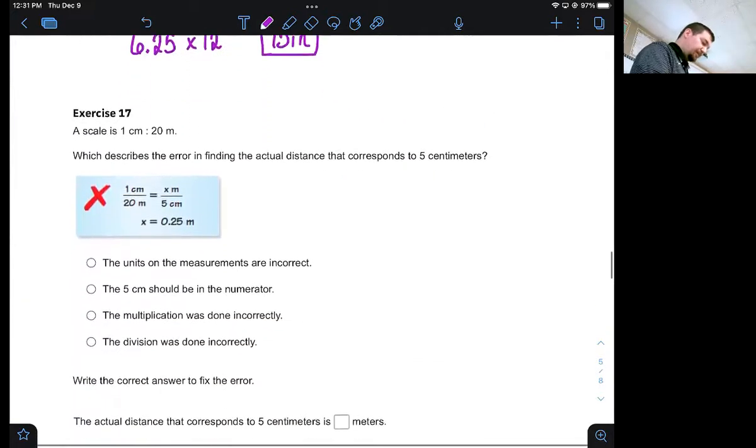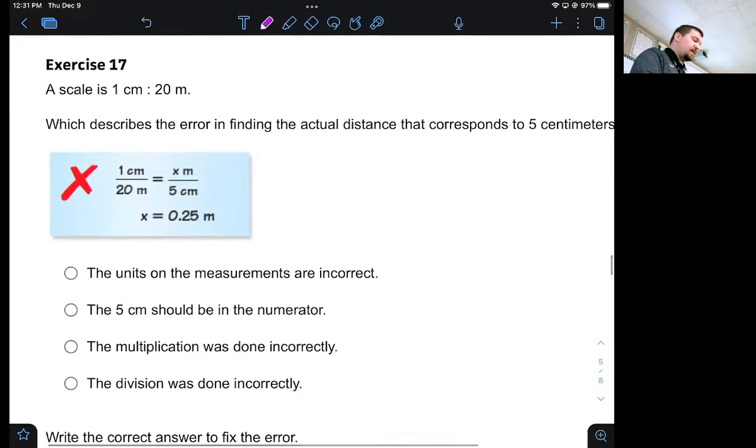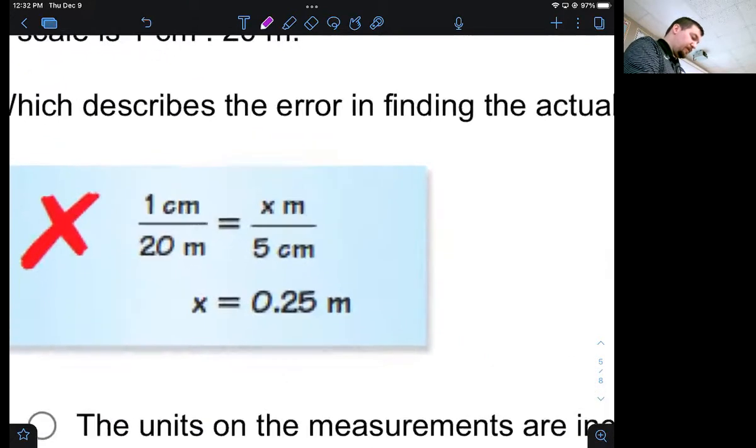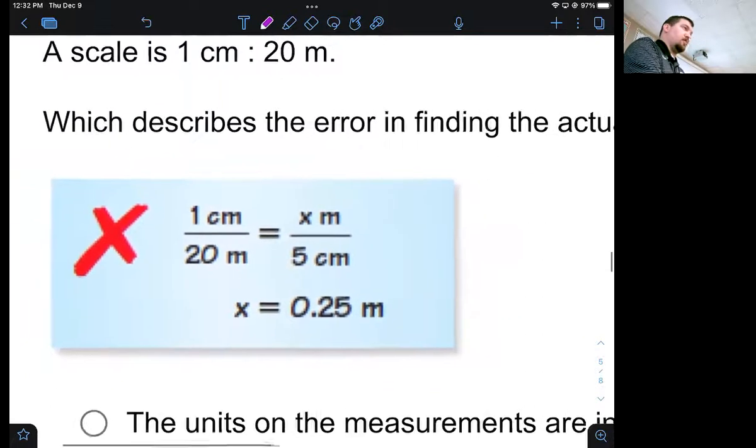Number 17. Number 17 says a scale of 1 centimeter is 20 meters, which describes the error in finding the actual distance that corresponds to 5 centimeters. So if 1 centimeter is 20 meters, we should be able to set up a proportion to find how many meters 5 centimeters would be. Can you tell me why their answer or their work is wrong?